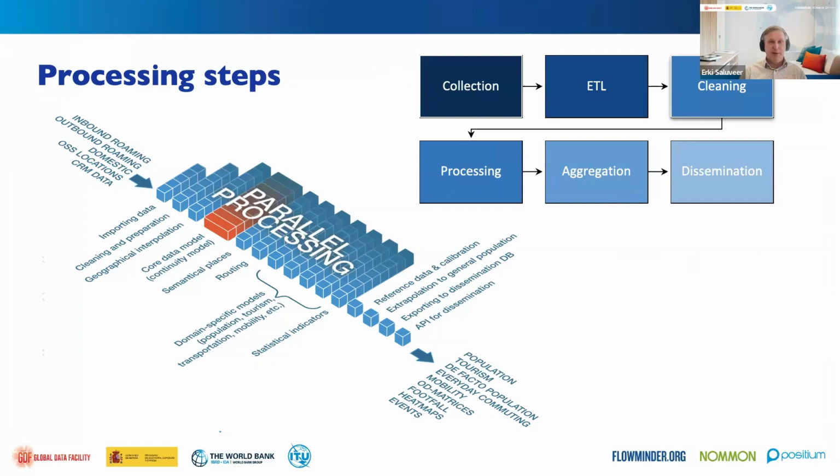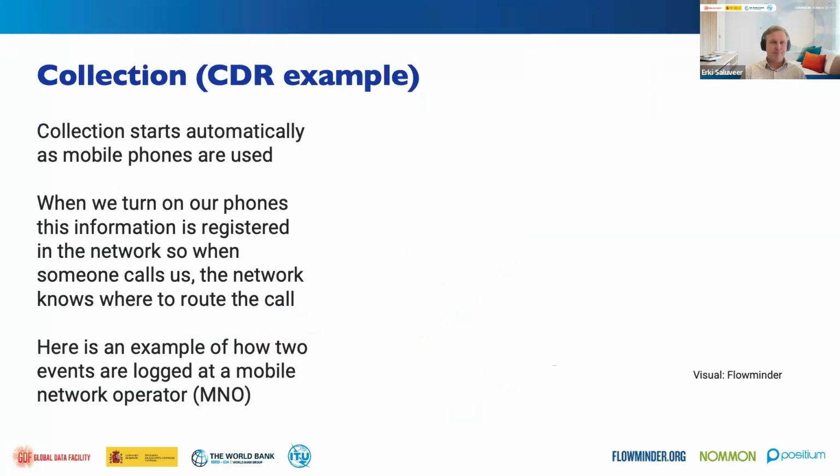In the upcoming slides, you will see on the right side in which stage we are. So from the collection to the extract, transform, and load. Then the processing is divided here into 2 stages, cleaning and then the processing itself, then aggregation, and then scaling and dissemination is the last one. So let's start.